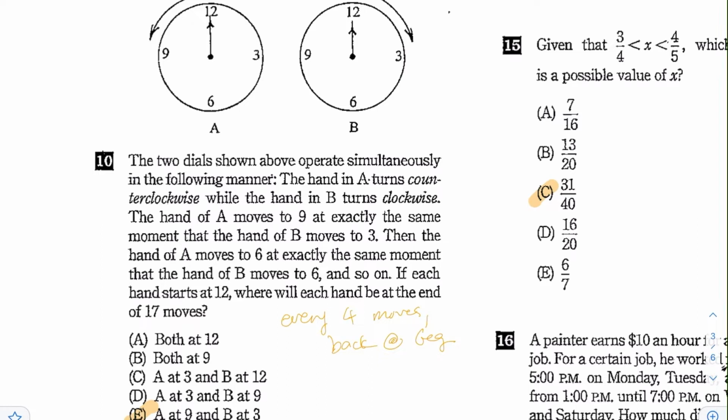So if that's the case, you can just do 17 divided by 4, and you get 4 remainder 1. So with the 4 complete sets, nothing happens, it just goes back to the beginning, but you just move forward once. Because there's 1 remainder, that means that for A, it'll be at 9, and for B, it'll be at 3. So that's choice E. So here the pattern is after every 4, it resets. So what you have to do is find the pattern and divide, but only look for the remainder.